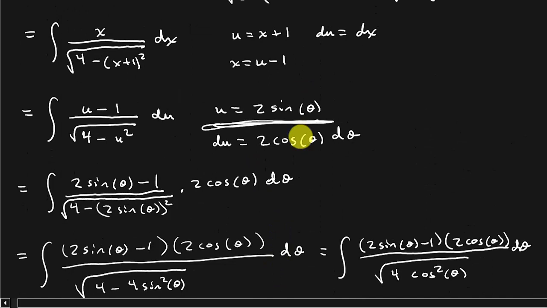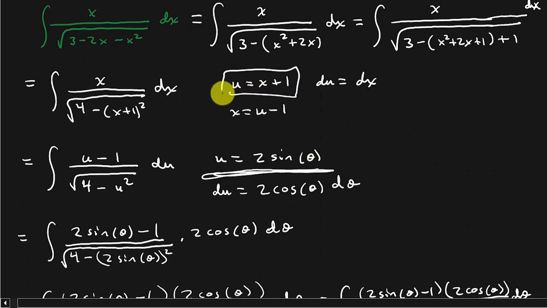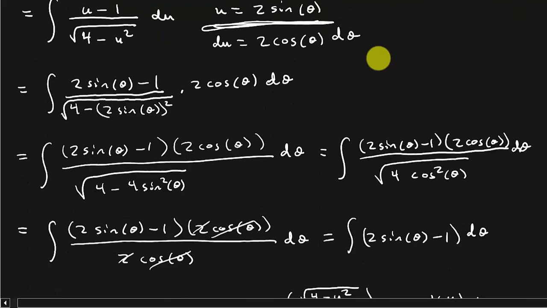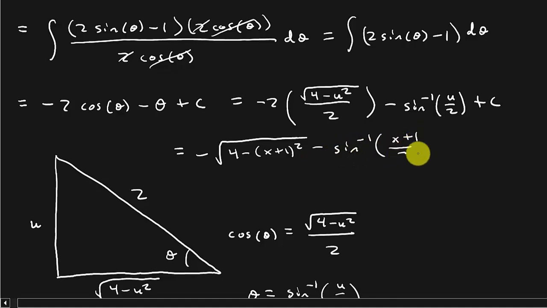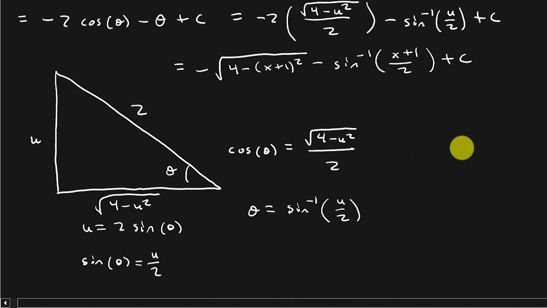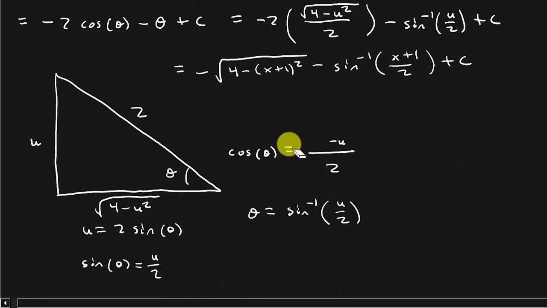Well, what is u? Let's come back up here and look. u is x plus 1. So I'm going to replace u with x plus 1. And so this is going to give me, well, the 2's cancel, right? The 2's cancel. So that's going to give me negative square root of 4 minus (x plus 1) squared minus the inverse sine of (x plus 1) over 2 plus c.